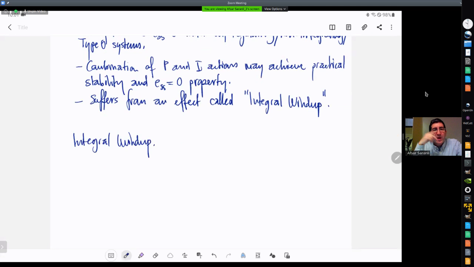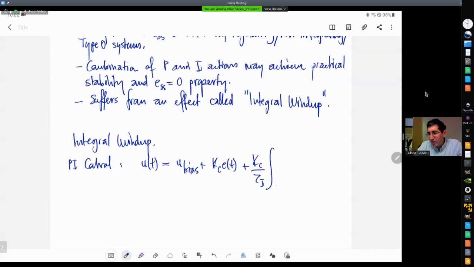So the integral windup is an artifact of the integrator being actually a summation operation. Okay, remember that the integral basically takes the integral of the error function. Okay, so remember, for example, in PI control, the controller output U of t is actually a bias term, an operating point term, plus Kc E of t, which is the proportional term, plus Kc over tau I, integral from 0 to t of E of tau d tau.